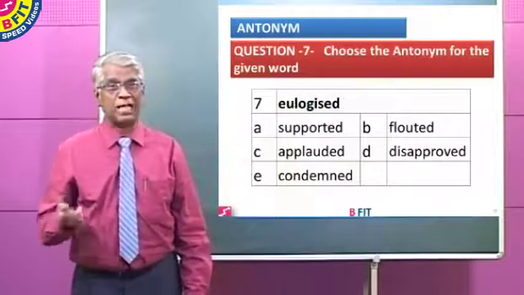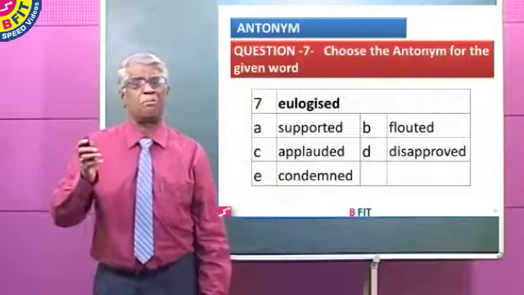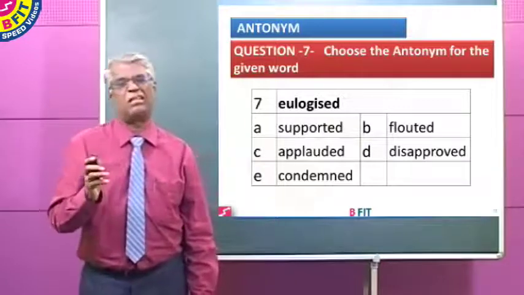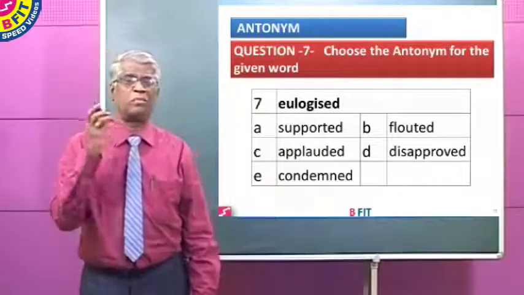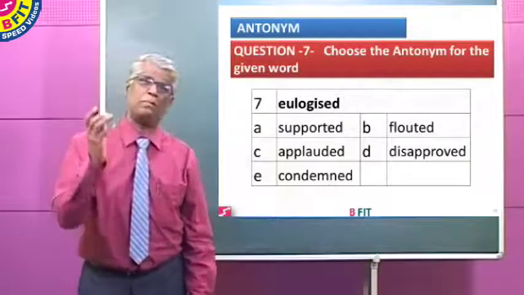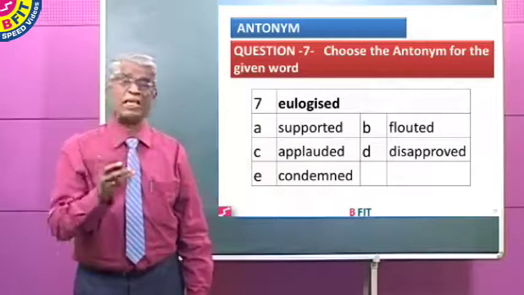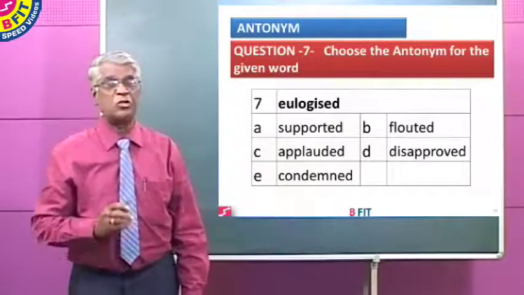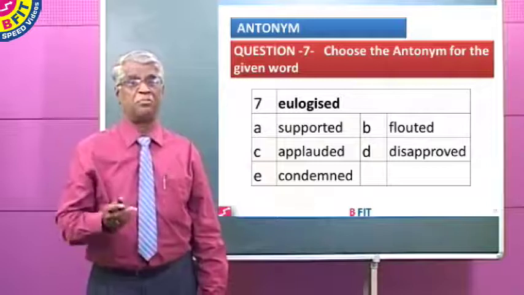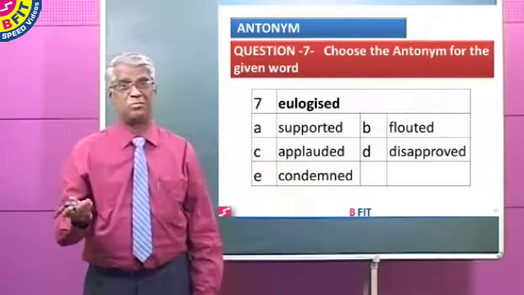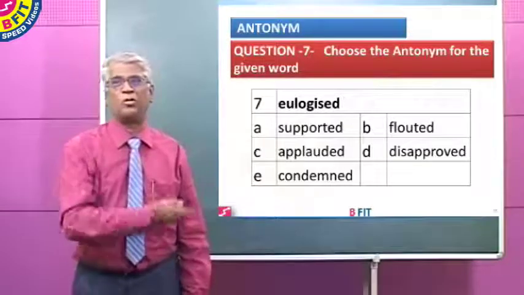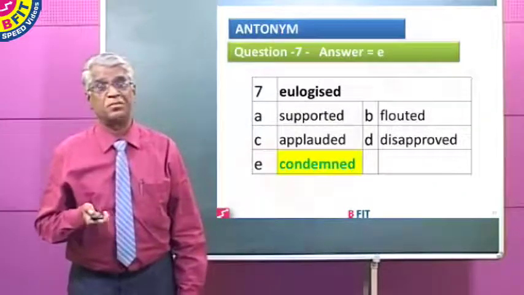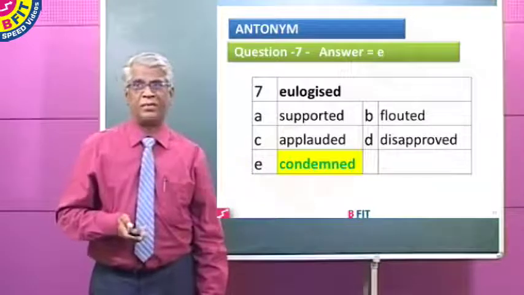Eulogized. Eulogized means giving unwanted appreciation. We use the modern term hype. They say a lot of hype. So and so will be the prime ministerial candidate. So many people talk about it. Eulogized. An ordinary achievement is projected to be a great achievement. Eulogized means praise extremely, particularly something which doesn't deserve that much praise. Therefore, we have to look for the antonym. Opposite of praise is condemned. The antonym of eulogized is condemned.